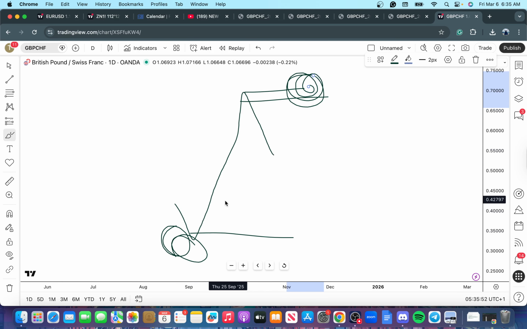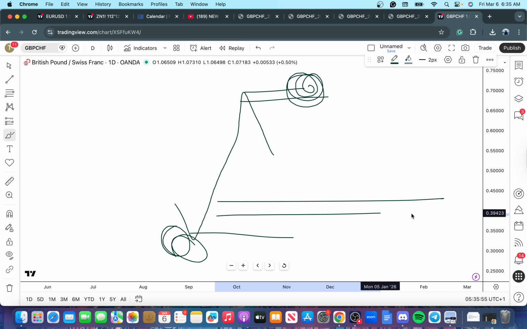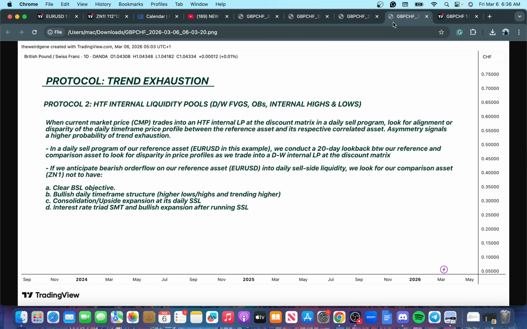Now, any inefficiency inside of this range or any short-term high and low would constitute your internal range liquidity pool. So if you have a bullish fair value gap down here, that is an area where there was a lack of sell side delivery, so that becomes a sell side liquidity pool, right? If you have an old low down here, that also becomes a sell side liquidity pool, right? So the concept with our protocol number 2 for high time frame internal range liquidity pools is we're looking for trend exhaustion.